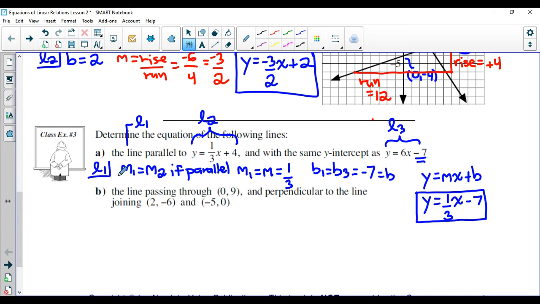1/3 x minus 7. Okay, b says let's get an equation of a line that passes through the point 0, 9. So right away for here, passing through 0, 9, that's the y-intercept.